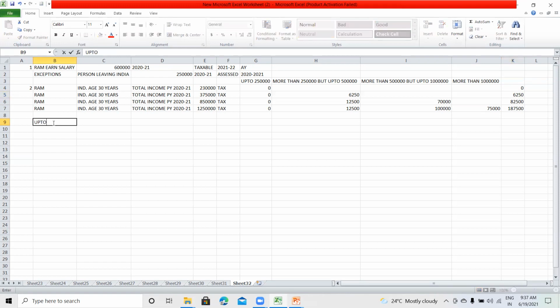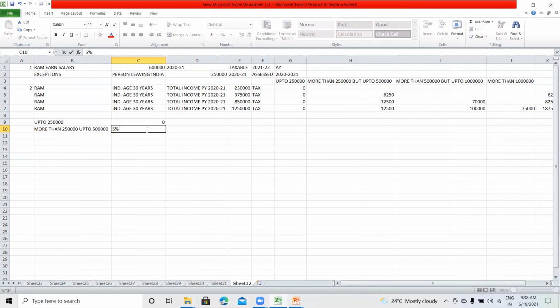Is that up to 2 lakh 50,000? The rate of tax is nil. More than 2 lakh 50,000 but up to 5 lakh, it will be 5% of the excess of 2 lakh 50,000.